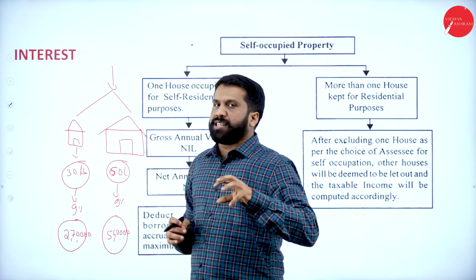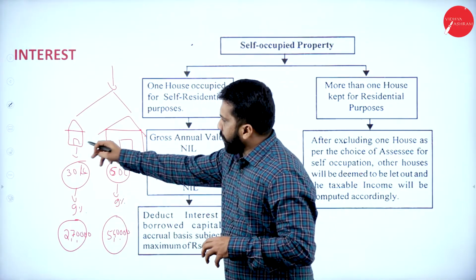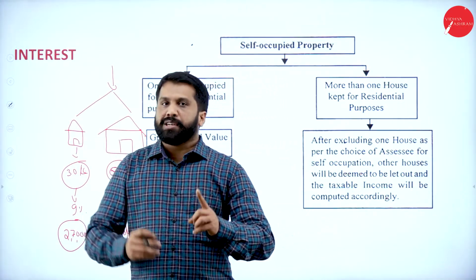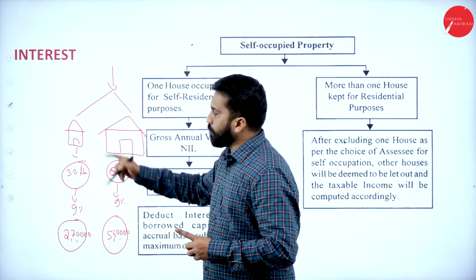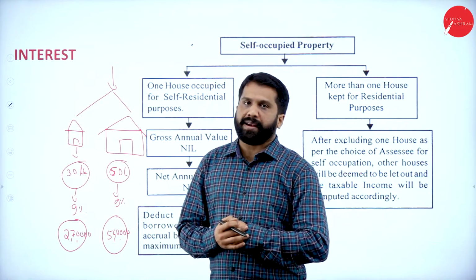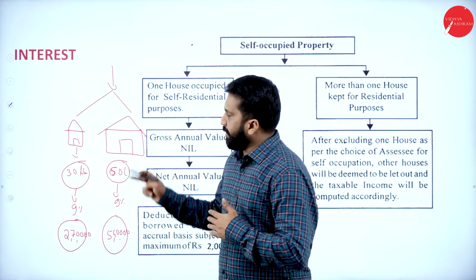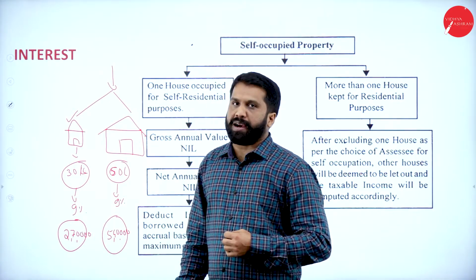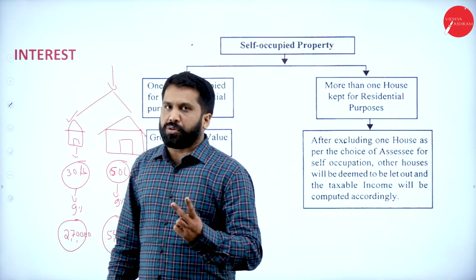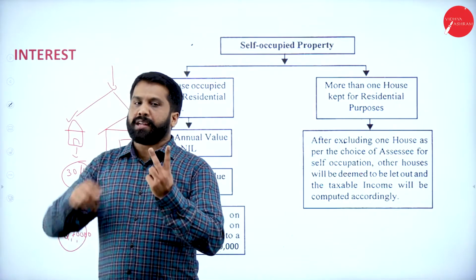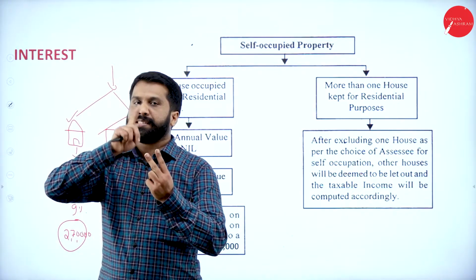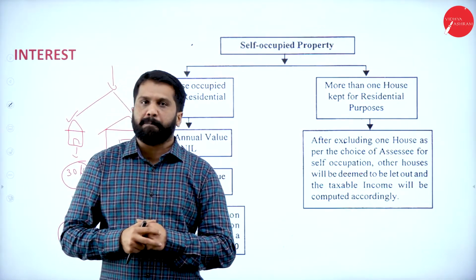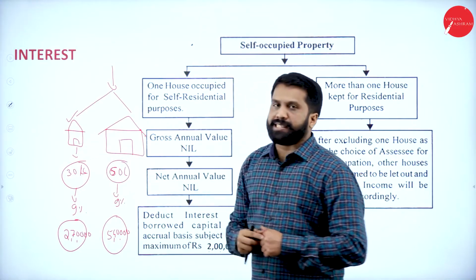Now, but what is the rule? If it is self-occupied, out of these two houses, it is your option, your choice. You can select any one house as self-occupied. If I am in this place, I'll select this house as self-occupied. Even though you are residing in two houses, income tax has given permission that any one house can be considered self-occupied. It is a choice of the assessee. Now, I'll take this house as self-occupied.